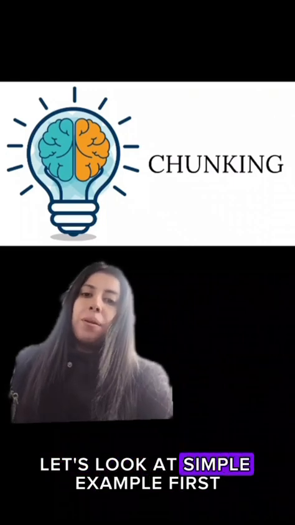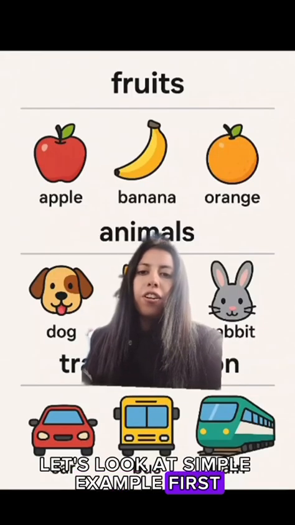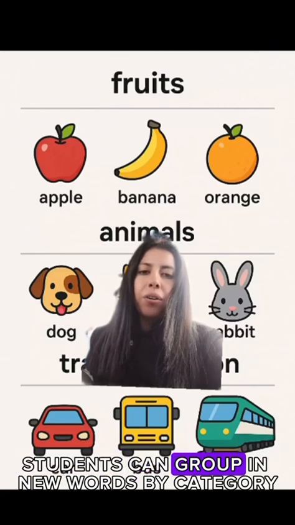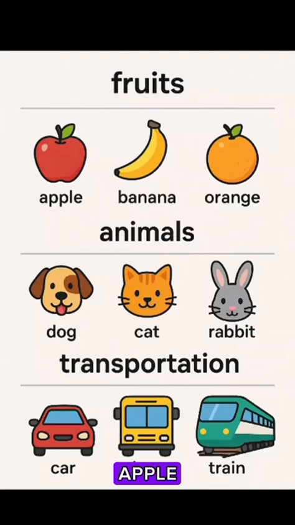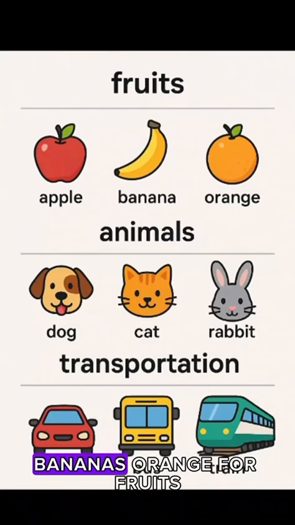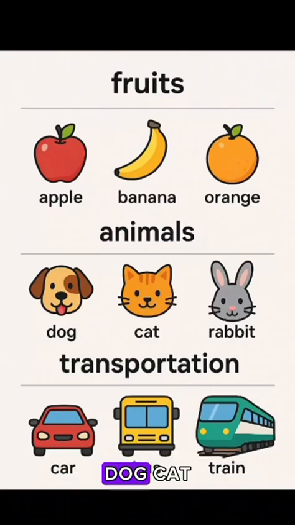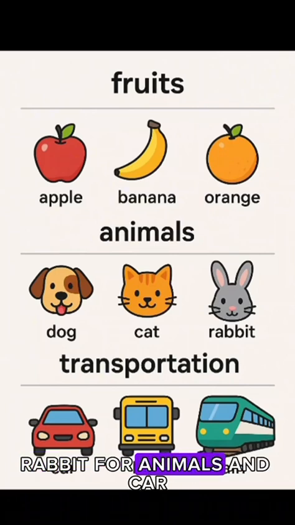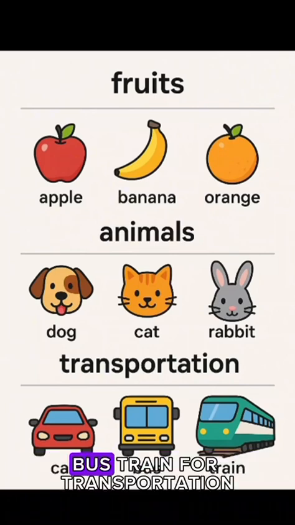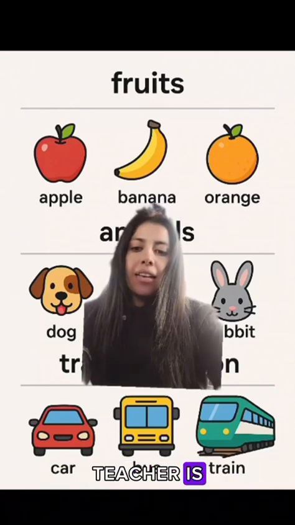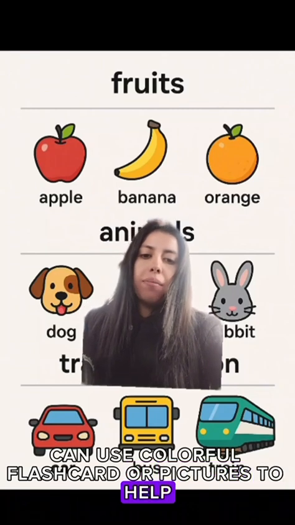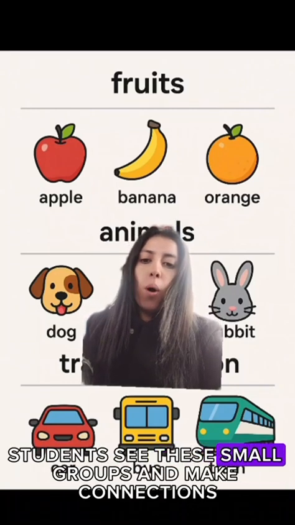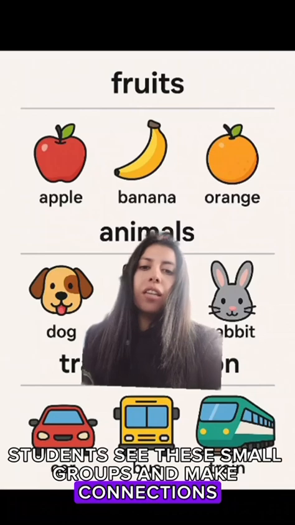Let's look at simple examples. First, in vocabulary, students can group new words by category. For example, apple, banana, orange for fruits, dog, cat, rabbit for animals, and car, bus, train for transportation. Teachers can use colorful flashcards or pictures to help students see these small groups and make connections easily.